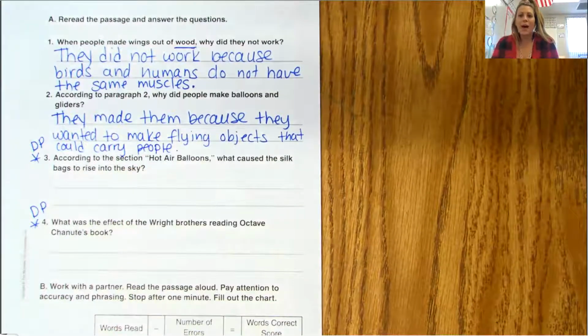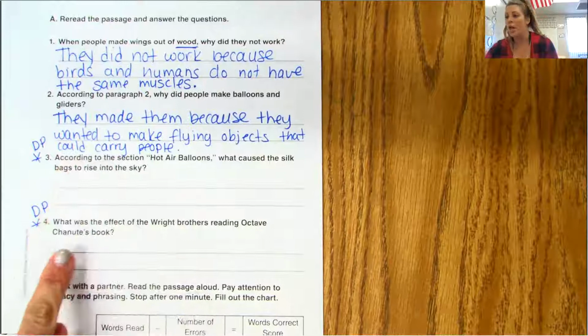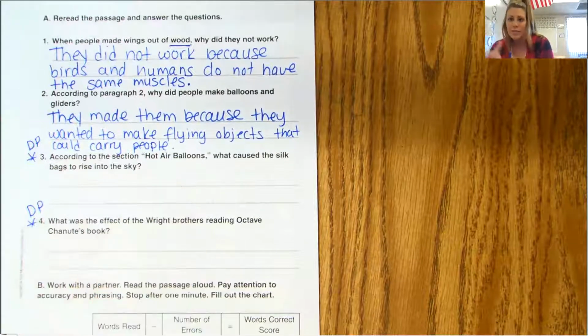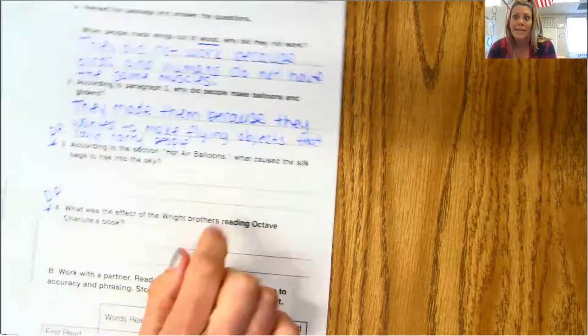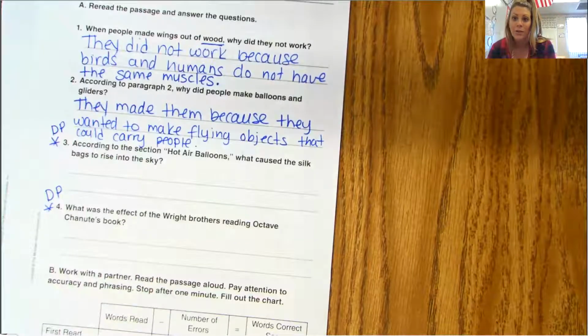All right. So I have modeled exactly how I want you to answer questions 3 and 4. Look for those keywords as you're skimming through the paragraphs. Underline your answer. When you are ready to write it, remember to write it in a complete sentence with a capital letter and a period. All right, guys? And then when you are all done, you will post 3 and 4 in your discussion post.